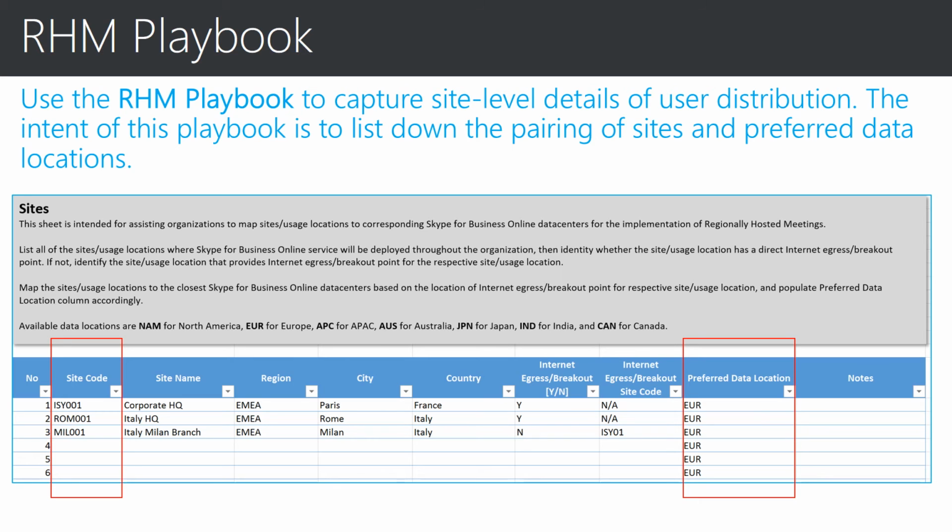You will also capture the information regarding internet egress or breakout for each site, whether internet egress is available or not, and if not, which site is used for internet egress. For each site with internet egress, you will then need to decide and pick the preferred data location, or PDL. And for those sites without internet egress, pick the same preferred data location, or PDL, as the site providing internet egress.